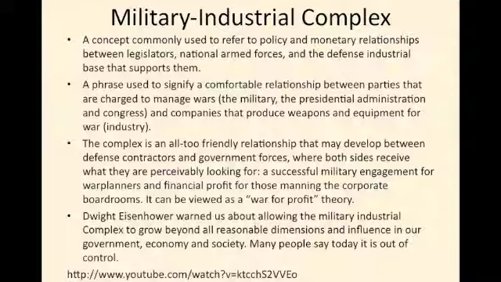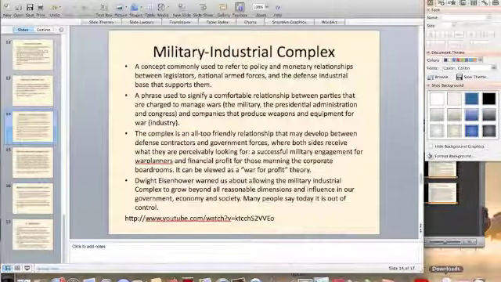And this complex is an all too friendly relationship that may develop between defense contractors and government forces, where both sides receive what they are perceivably looking for, which is a successful military engagement for war planners and financial profit for those manning the corporate boardrooms. And this complex can be viewed as a war for profit theory. And Dwight Eisenhower warned us about allowing the military-industrial complex to grow beyond all reasonable dimensions and influence in our government, economy, and society. And today many people say the military-industrial complex is out of control. So I have a quick video for you about it.